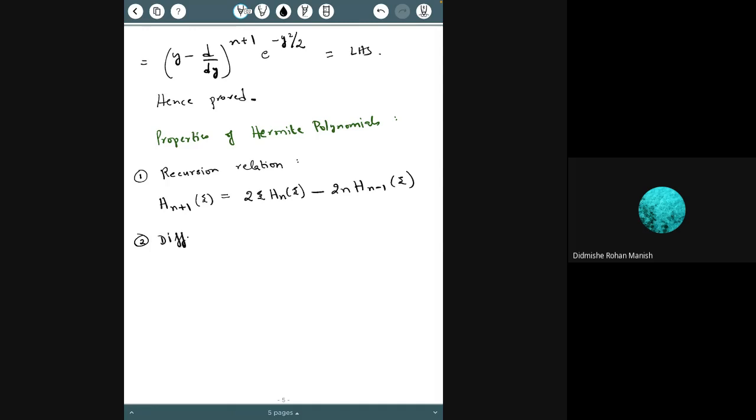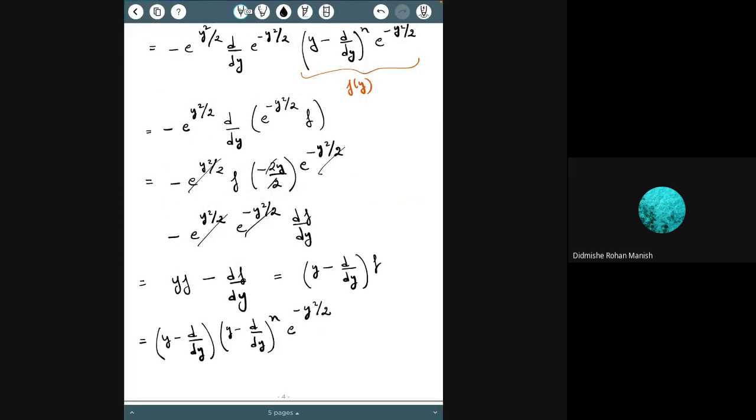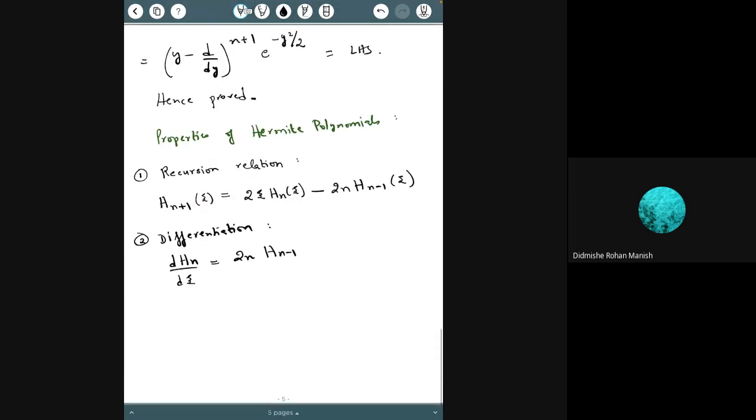Then there is a simple rule to differentiate Hermite polynomials as well. If you differentiate the nth order Hermite polynomial, you simply get 2n times the previous Hermite polynomial. So you don't necessarily have to carry out the differentiation.